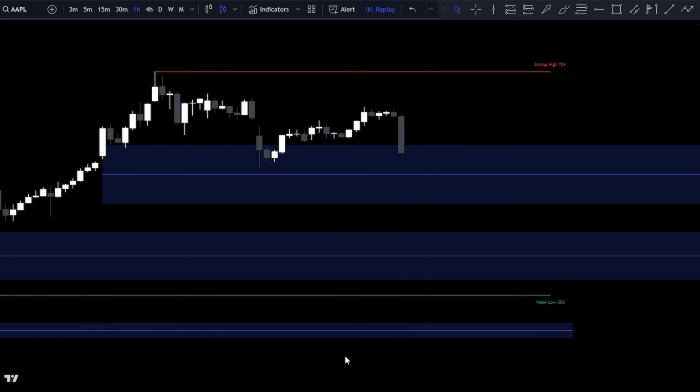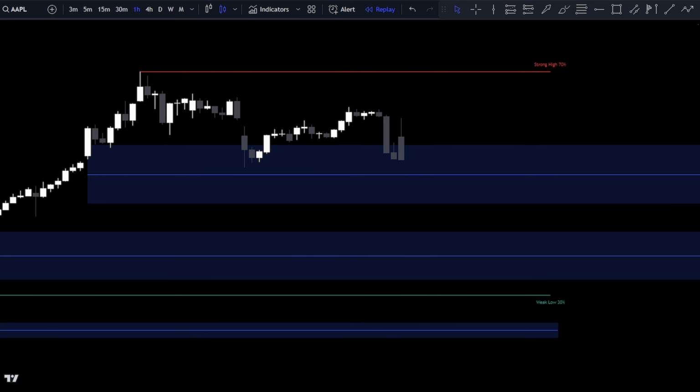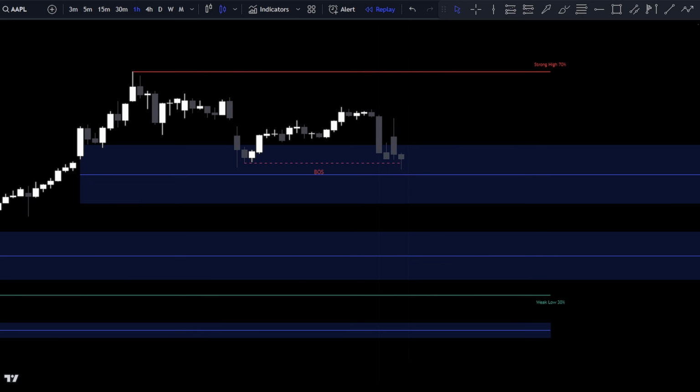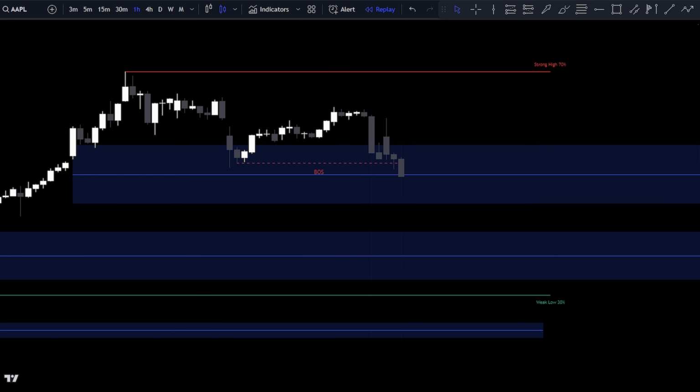Now, let's move on to the second step. We're looking for a bearish break of structure label to confirm our entry. A few candlesticks later, the bearish BOS label appears, signaling that it's time to open a sell trade. For the take profit target, we'll use the weak low highlighted by the indicator.